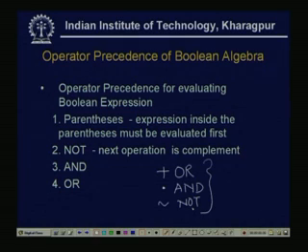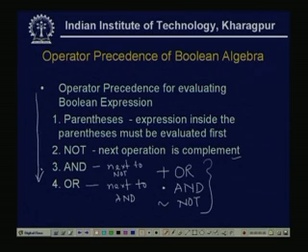Now, in Boolean algebra, the operator precedences for evaluating a Boolean expression are as follows. First is the parenthesis, meaning the expression inside the parenthesis must be evaluated first. NOT, the complement, is the next operation. Next we do the AND, which is next to NOT, and OR is next to AND. So these are the operator precedences in this order when we evaluate a Boolean expression.